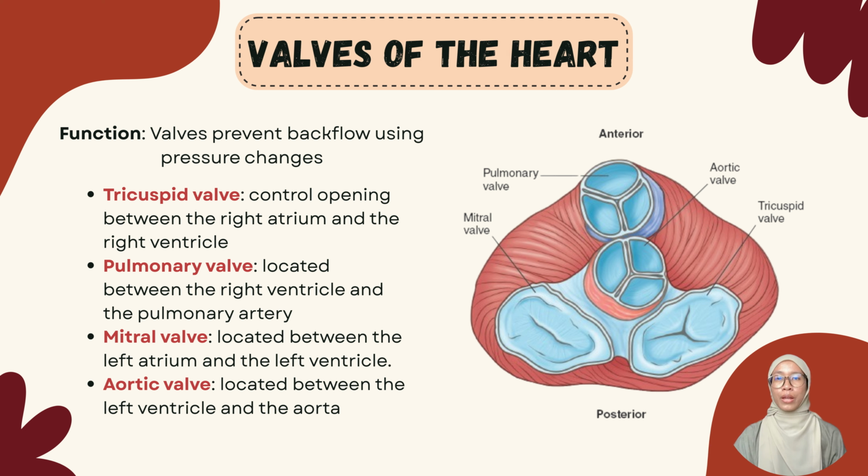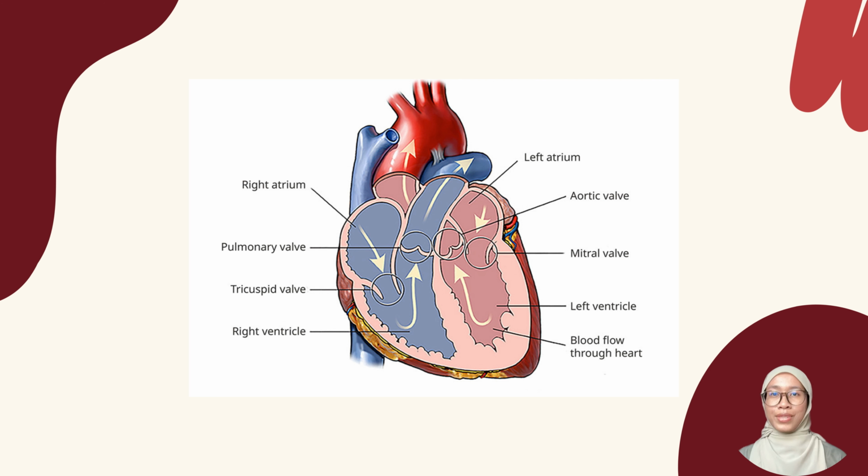The heart also has four valves: the tricuspid valve, pulmonary valve, mitral valve, and aortic valve. These valves make sure blood flows in one direction and prevent backflow using pressure changes. The valves open and close depending on pressure changes in each chamber. This keeps circulation efficient. The left ventricle has the thickest wall because it pumps blood at the highest pressure to the whole body.